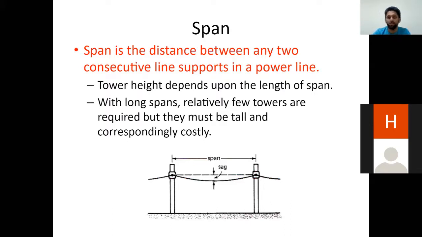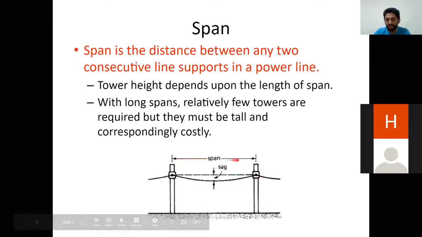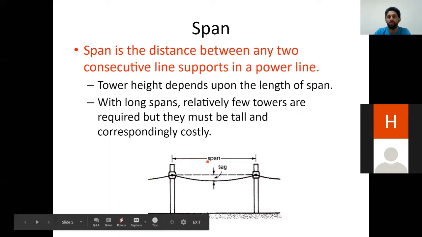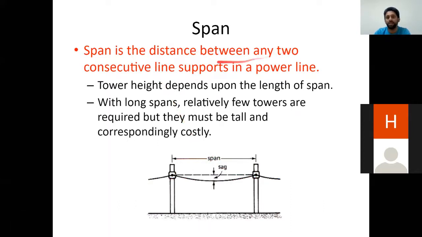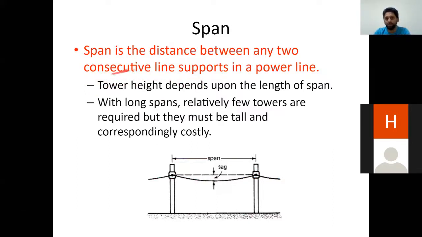So span actually means, as you see in this picture, we have two supports, and the straight line distance between these two towers is called span. Span is the distance between any two consecutive line supports. Why is consecutive important? Because after the first one, there will be a second one, then a third one. It is not the distance between the first and third. It is between the first and second. Consecutive means immediately next. So the distance between two adjacent towers is called span.